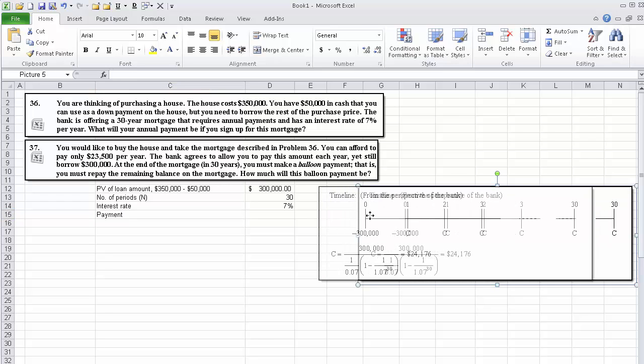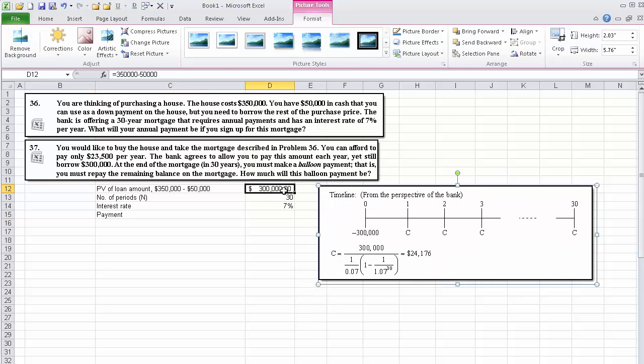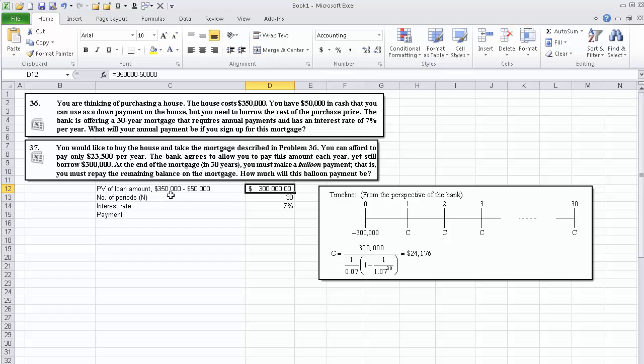Now, I've worked it ahead for you here. So the present value of the loan amount is the $350,000 less the $50,000, that's $300,000. Number of periods, given by N, is 30, and the interest rate, which we usually use as an I, either a big I or a little I. And then we have to calculate the payment. Now, I've worked this one ahead. I'll just turn that so that you can see how I solved it.